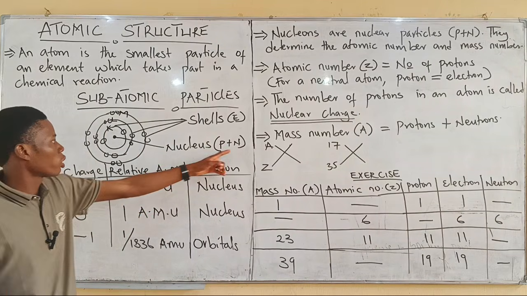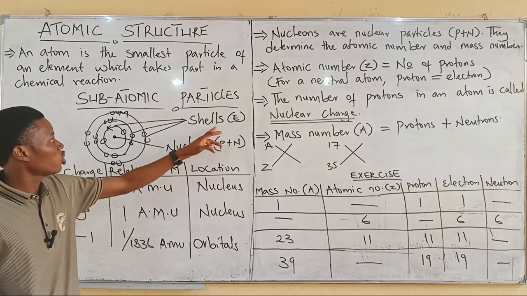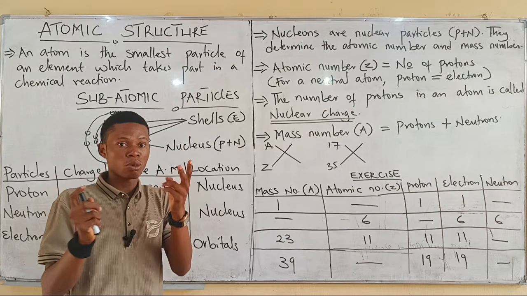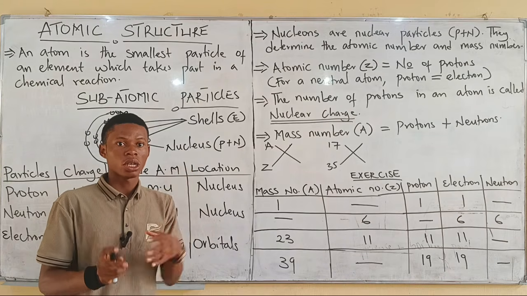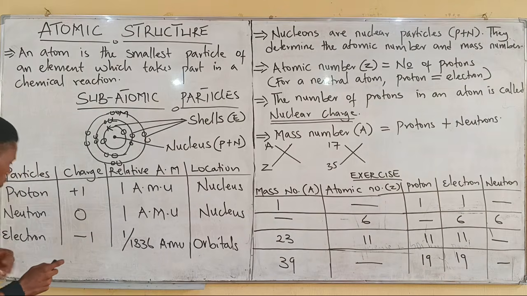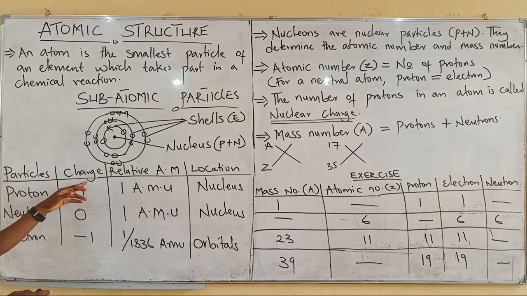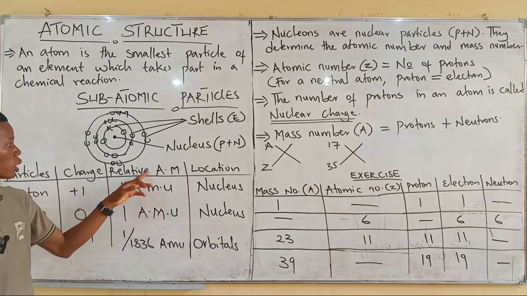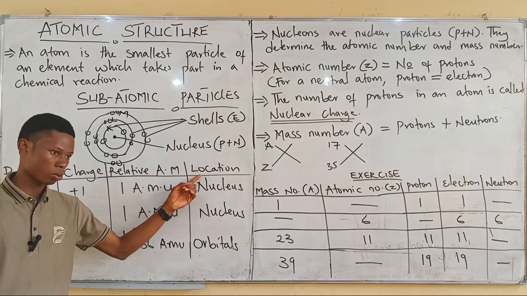I've said that protons and neutrons are found in the nucleus, while in the shell we have electrons. A maximum of 2 electrons are found in the K shell, while 8 are found in the other ones. Now let's look at some of the subatomic particles, their charge, relative atomic mass (AM here is atomic mass), and their location.